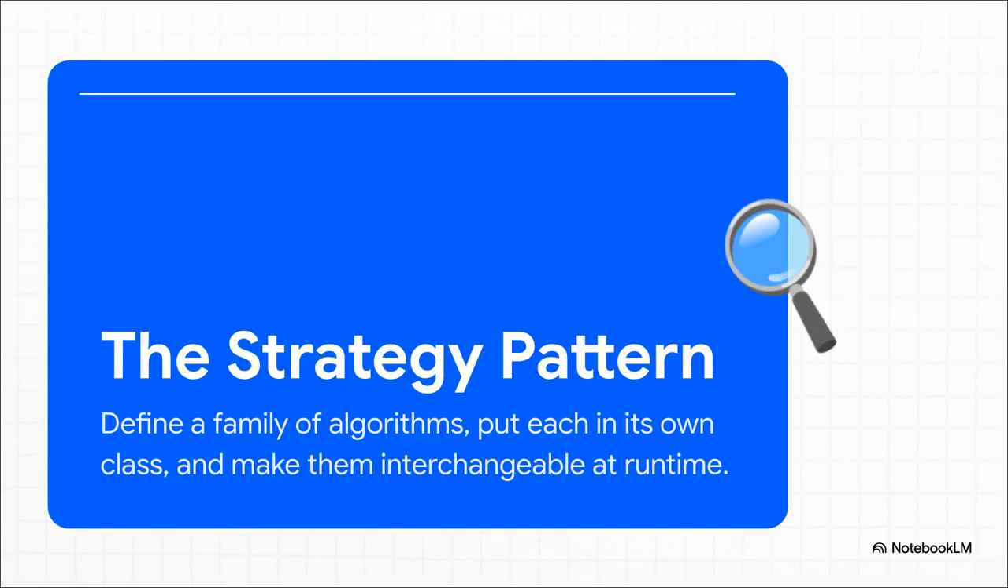The strategy pattern has such a brilliant solution for this. You basically encapsulate each of those routing algorithms into its own little strategy object. Your main navigation object, what we call the context, doesn't actually do the calculation itself. Nope, it just holds a reference to one of these strategy objects and delegates the task to it.